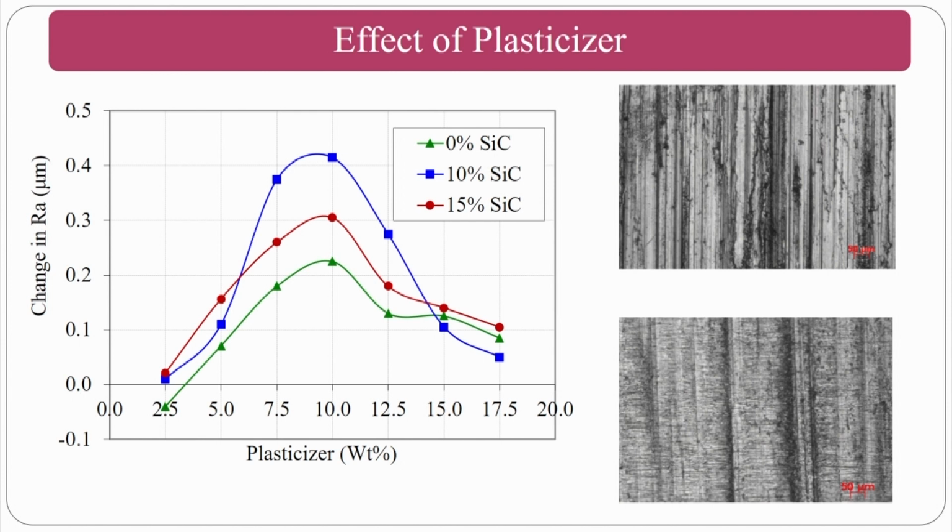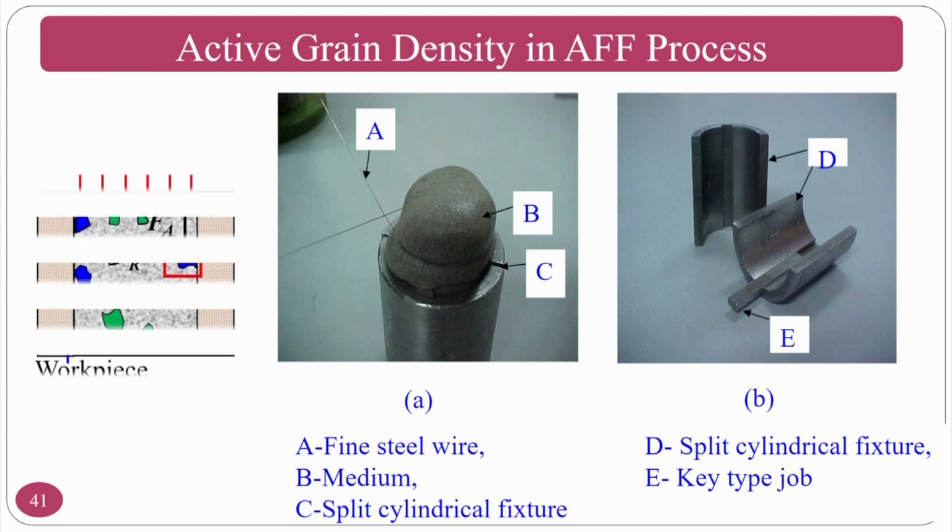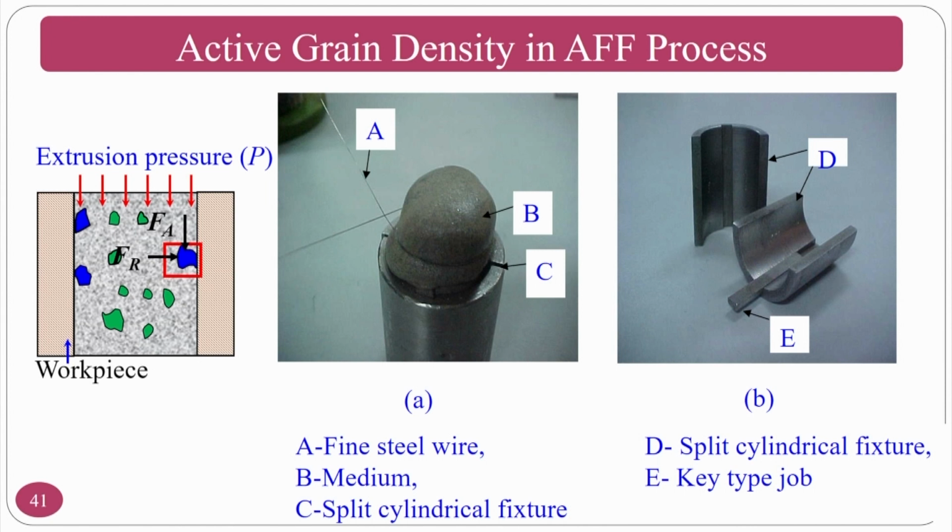Okay. Before that, what we can see here is that we should know what active grain density is and other things. Active grain density means how many abrasive particles are present in the active region. This figure you might have seen in the previous slides. The active abrasive particles are those particles which are directly involved in the finishing operation. That is nothing but, in this particular figure, the blue ones are the active abrasive particles. Okay.